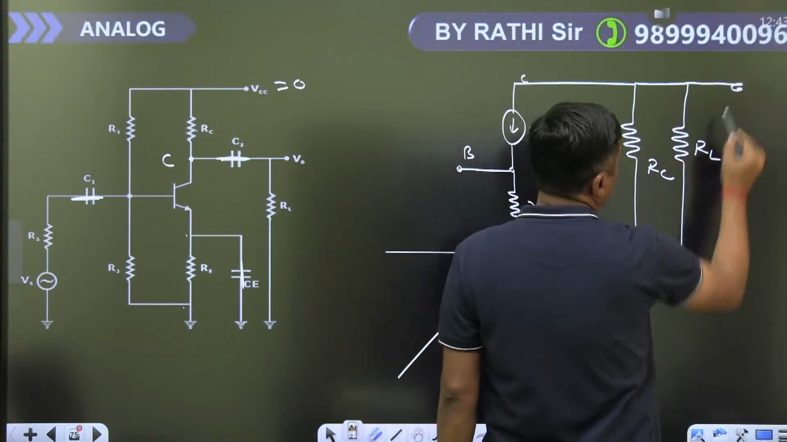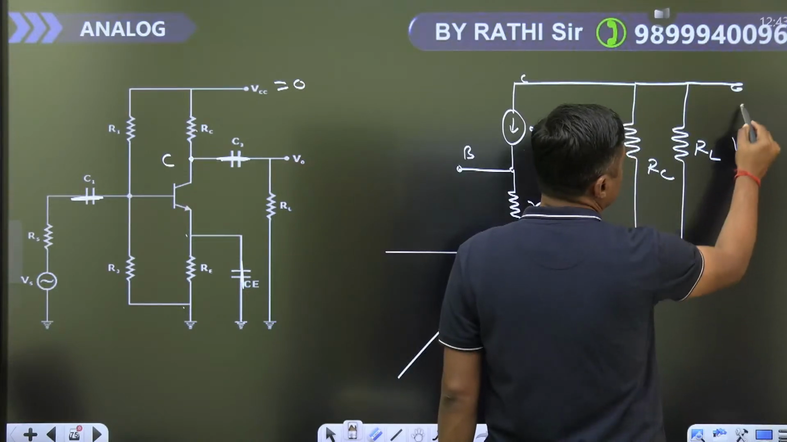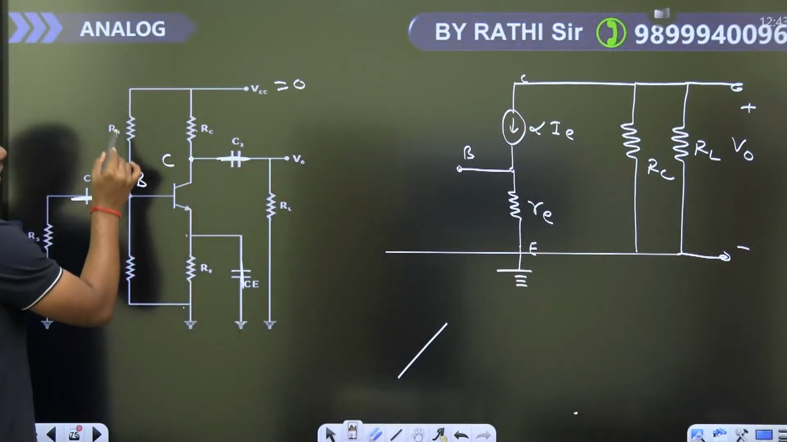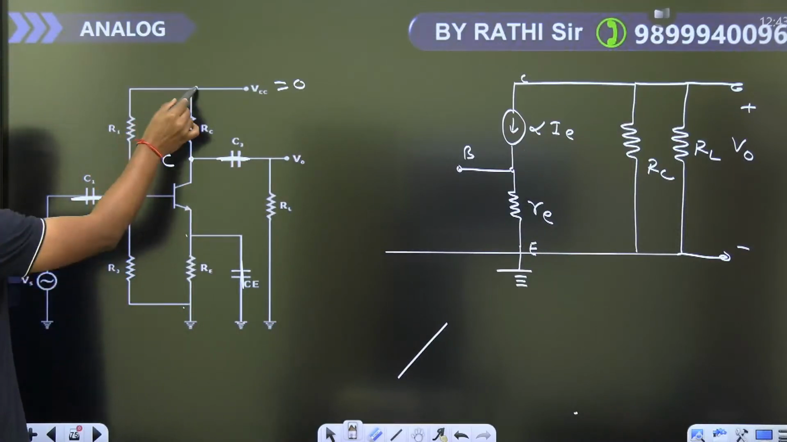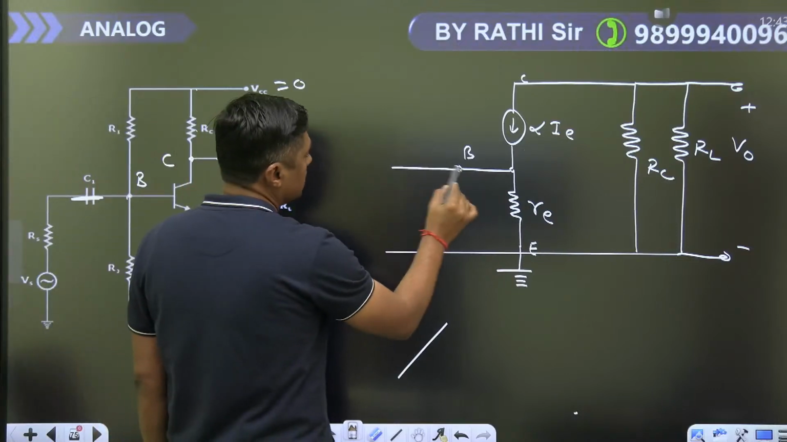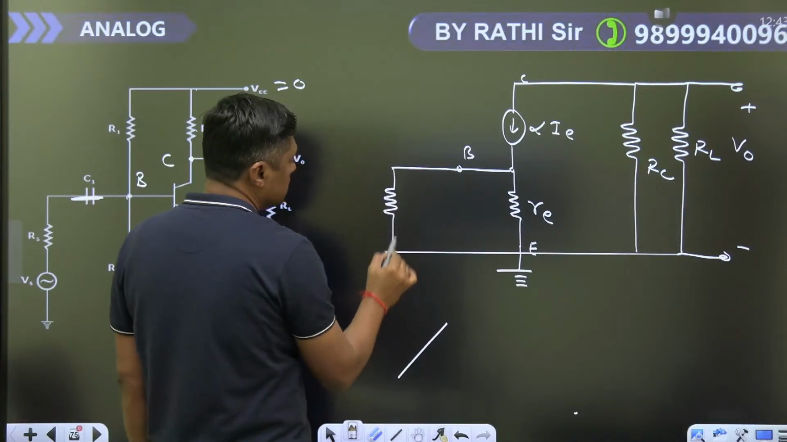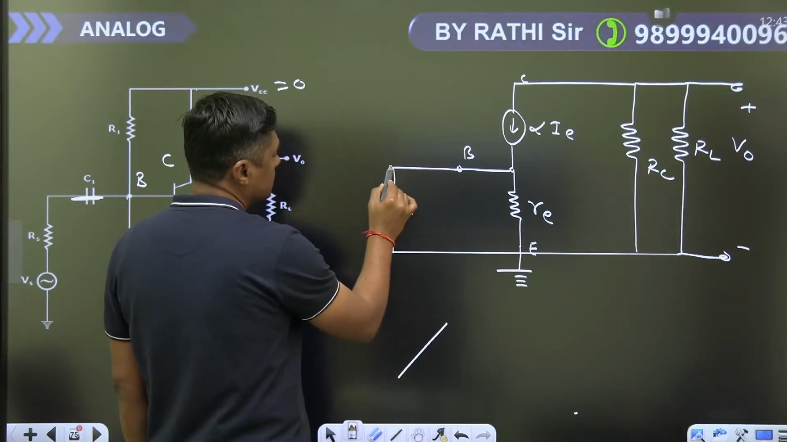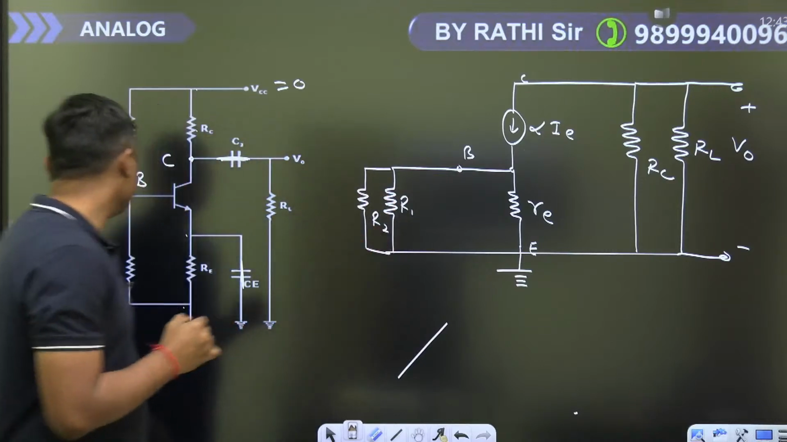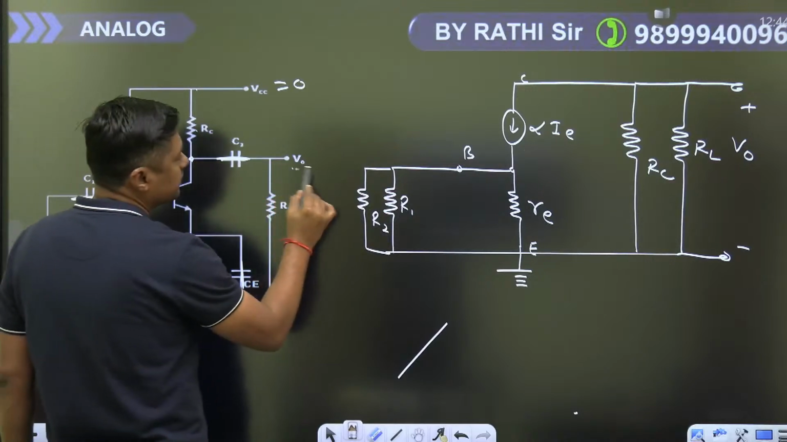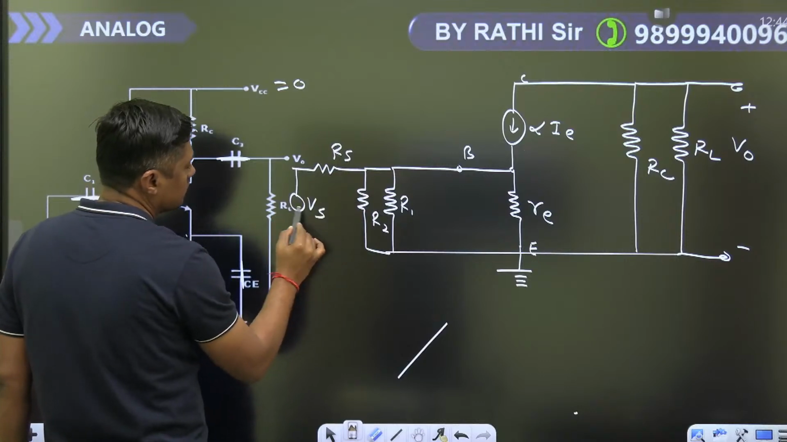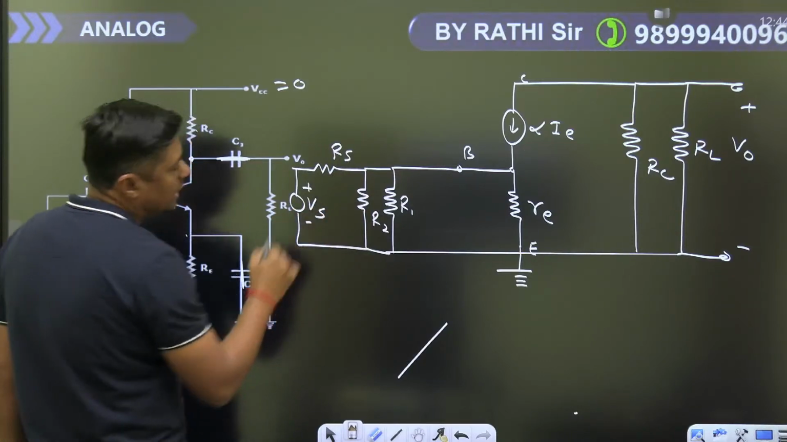We are getting output from this collector. Same logic. Now, from base to ground, R1 and R2 are connected. From base to ground R1, from base to ground R2. So these two resistors are connected in parallel. R1, then R2. R1 and R2 are parallel. Then RS and VS is connected.